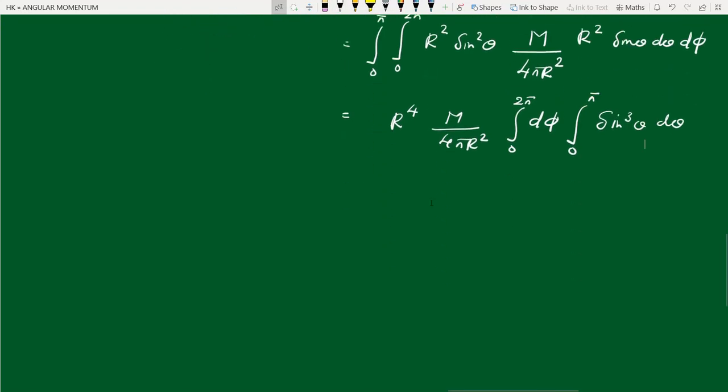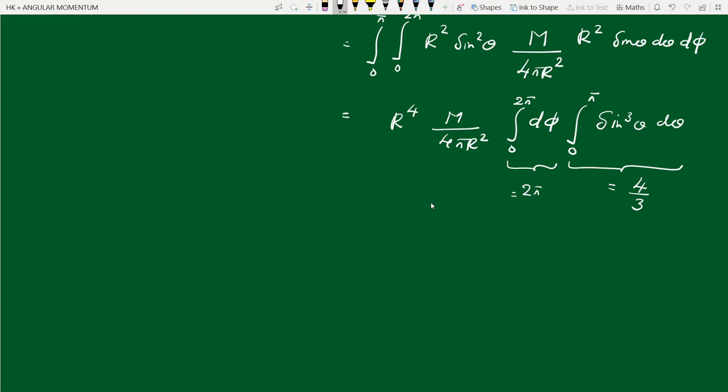Integration over phi: the integral of d phi will be phi, and when you put the limits, you get 2 pi. And the integral of sine cubed theta d theta, I am giving as homework. You evaluate this integral from 0 to pi of sine cubed theta d theta. There are different ways of doing this calculation. You can try that, and I will quote the result. This is 4 by 3.